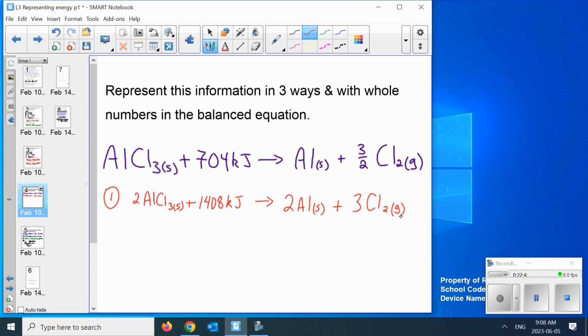Now, a review. What kind of reaction is this? Don't even worry about the energy part, but if it's just AlCl3, one thing breaks up into 2. We took 5 different types of reaction types. It's not combustion, oxygen. What is this when you have one thing breaking up into a couple of things? Decomposition. You need to know this. Good.